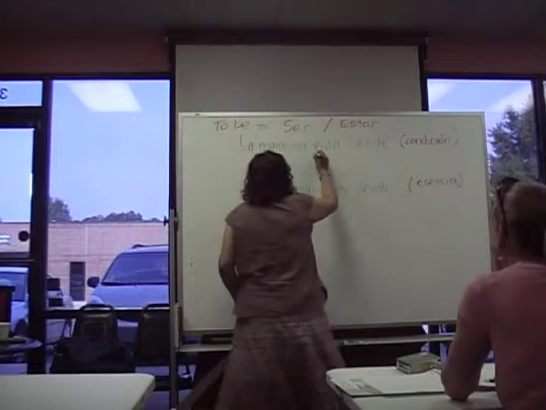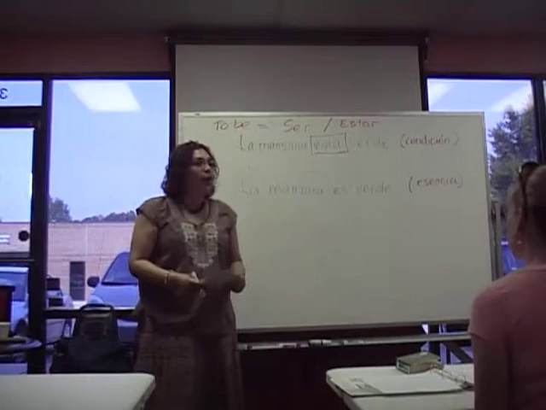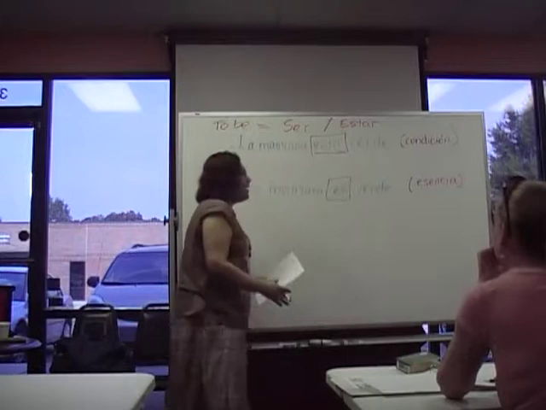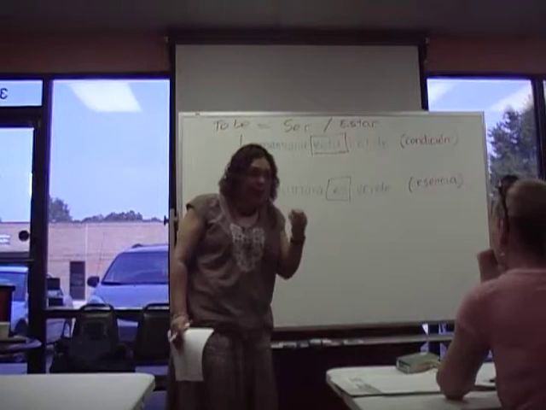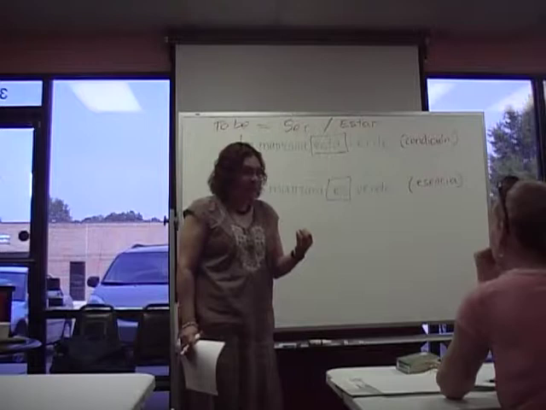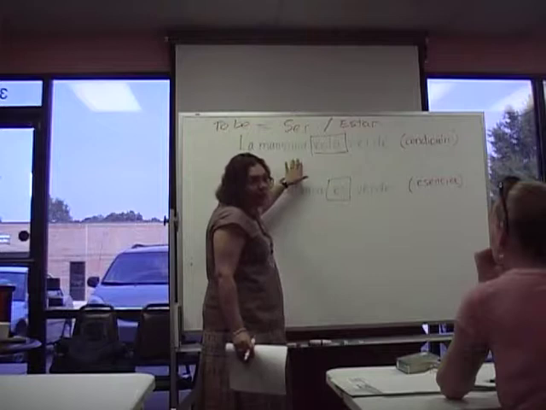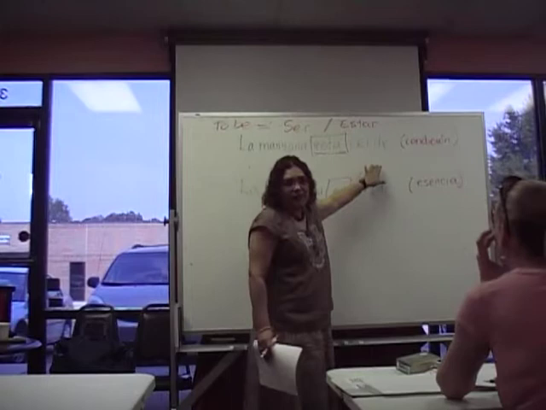And you use estar. We're going to see when you use estar and when you use ser. Okay? But la manzana es verde means that the color of the apple is green and it's never going to change. It's always green. This apple can be red, but it's unripe. But it está verde.